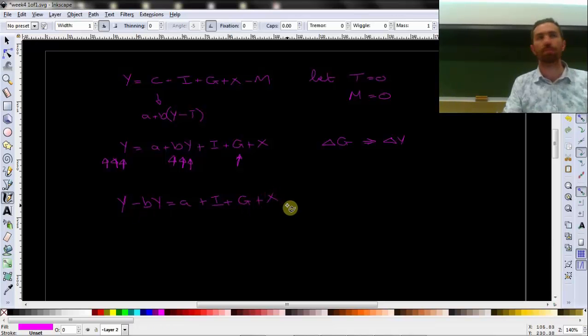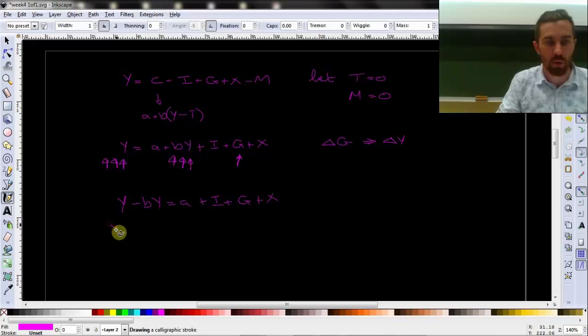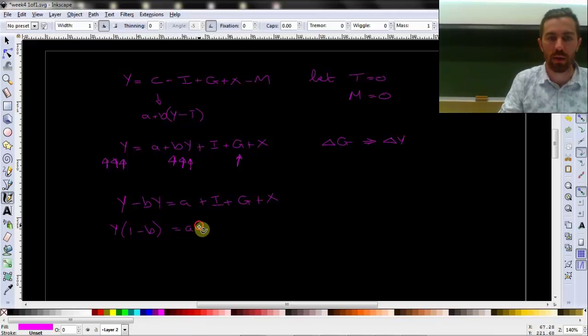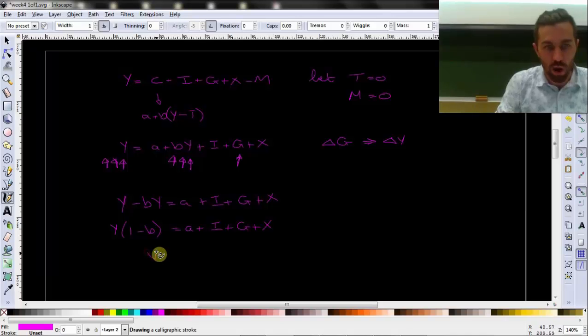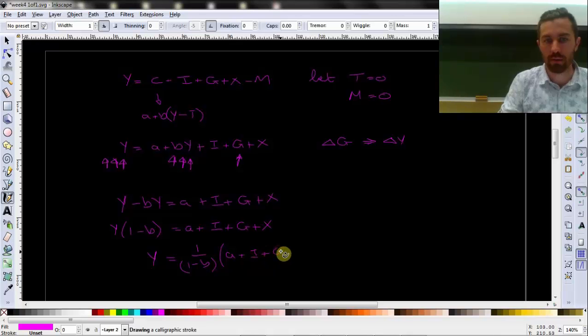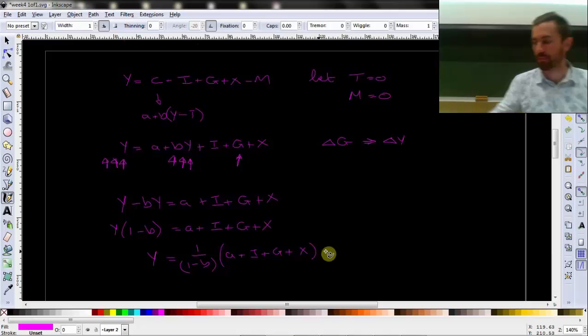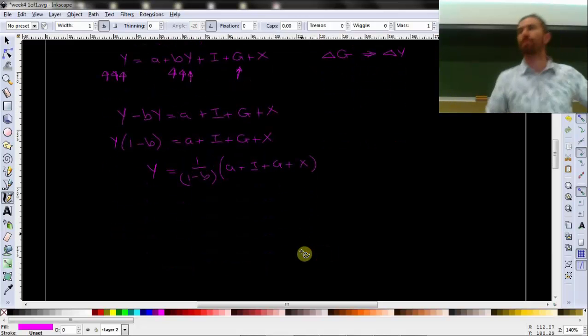You happy with that? Got a common factor here. Y times 1 minus b equals a plus I plus g plus x. Therefore, y is equal to, we can divide both sides by 1 minus b, so y equals 1 over 1 minus b times a plus I plus g plus x. Okay?